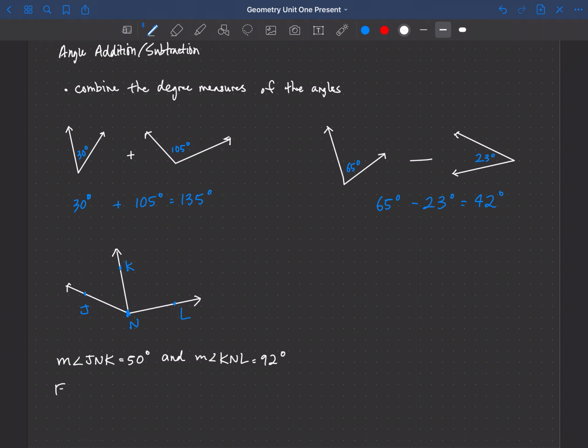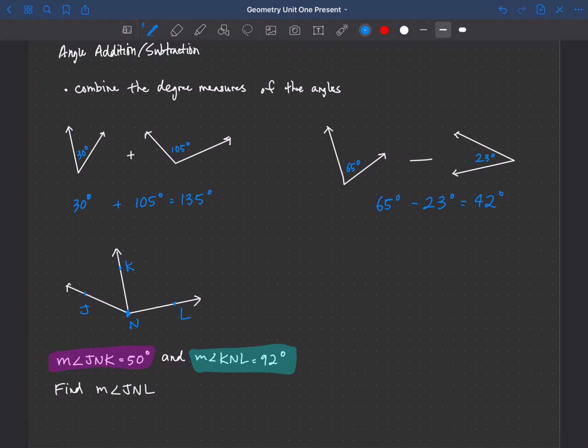We want to find the measurement of angle JNL. So there's something going on here that we need to label. We have first our measurements. So angle measurements, JNK is 50 degrees. And then we also have KNL as 92 degrees. So we're going to look for that in our diagram, and we're going to label it.